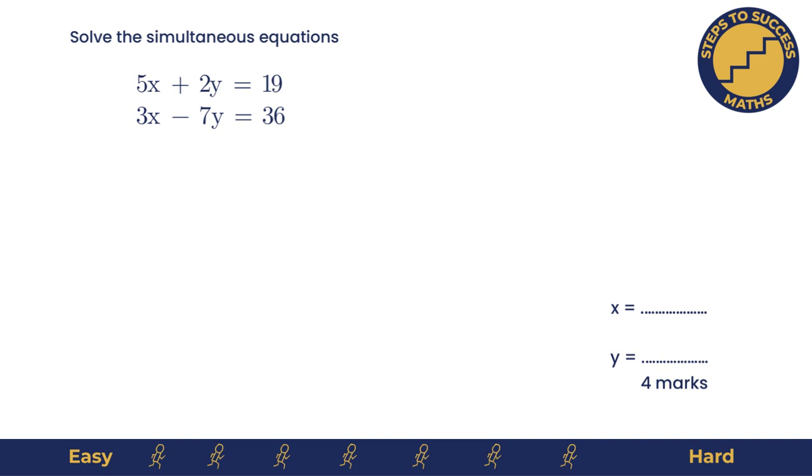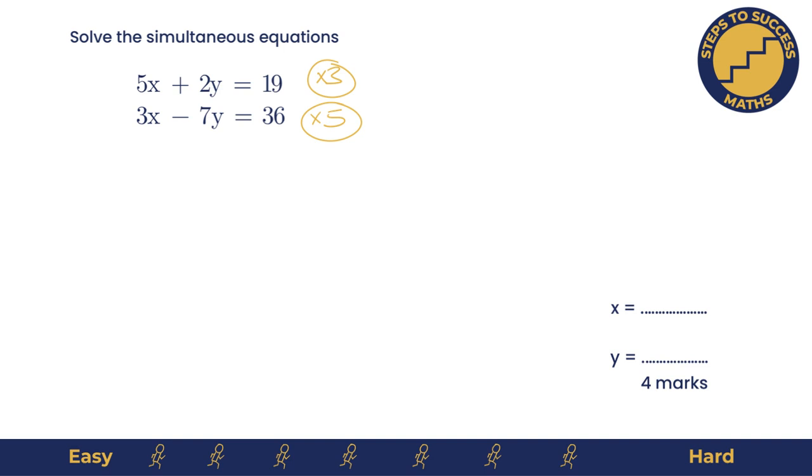Solve the simultaneous equations. 5x plus 2y equals 19. 3x minus 7y is equal to 36. We need to make either the x's or the y's the same. Let's make the x's the same. So let's make them both 15. So we'll need to multiply the top equation by 3 and the bottom equation by 5.